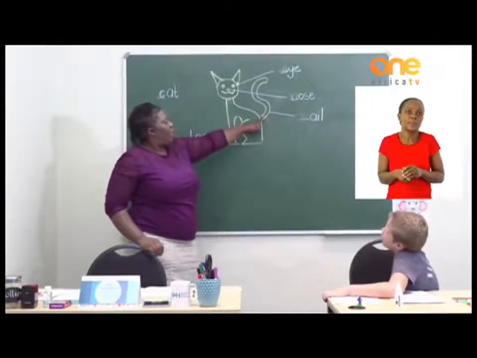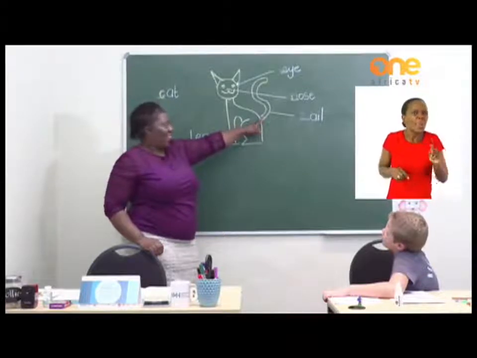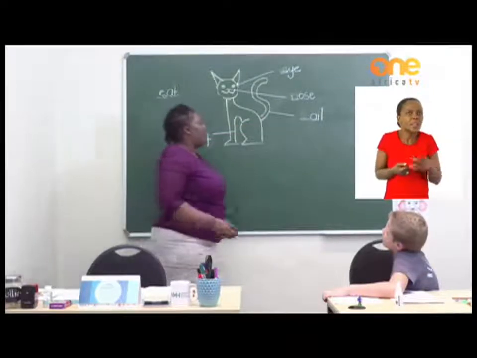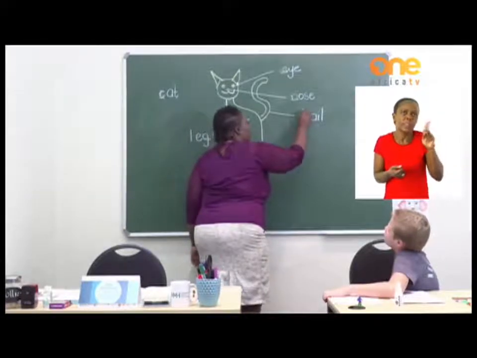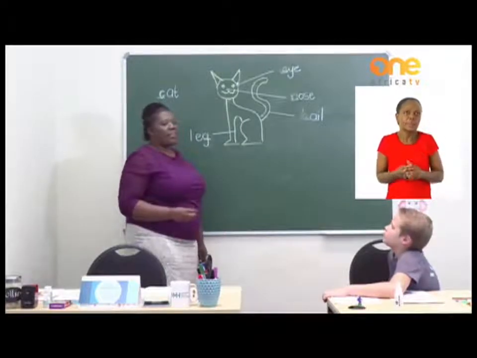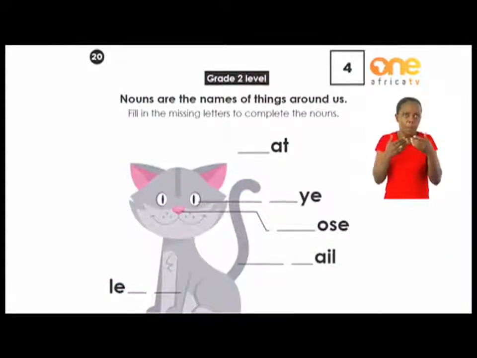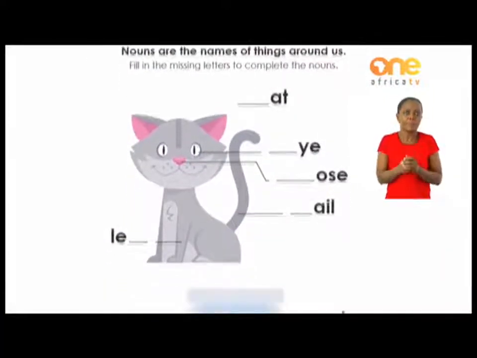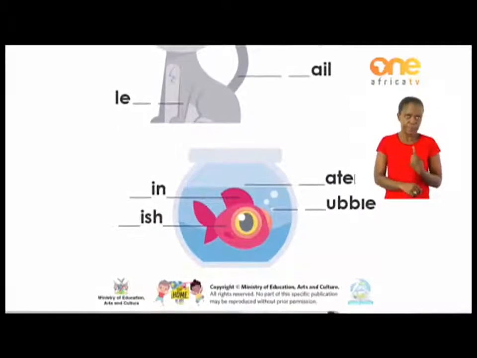We have a long tail. What is this? A tail. What letter am I going to write? T. A T for tail. Well done. I want you to complete this in your books. The other picture of the fish in a bowl, you do it by yourself.